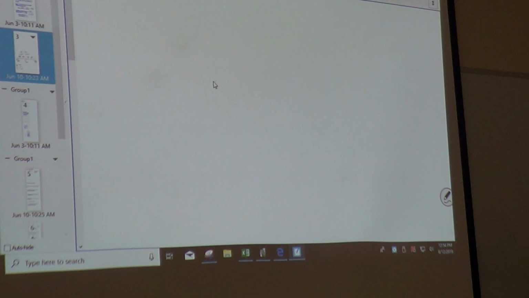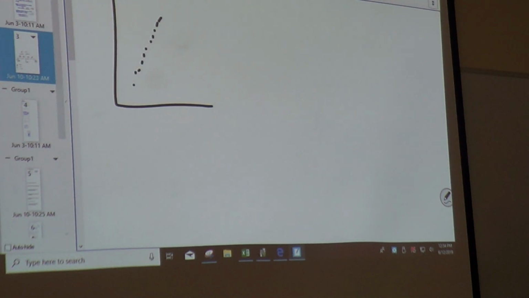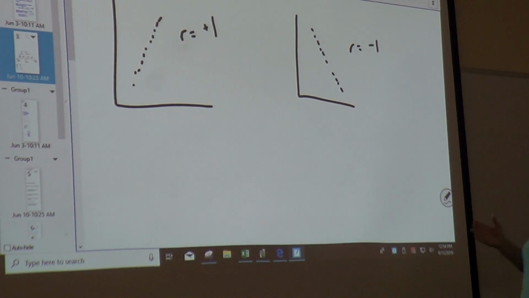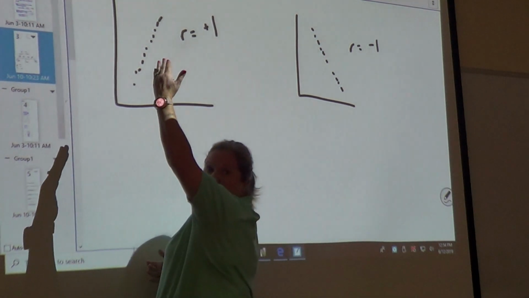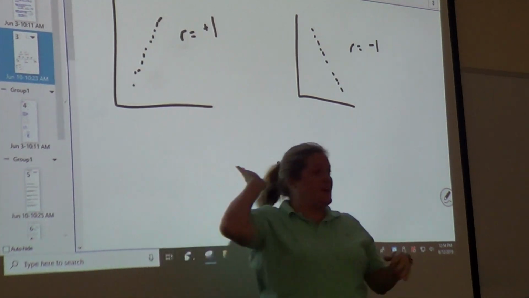If I give you a picture of a scatter diagram, if it looks pretty linear, we say that the R value is close to 1. Now, if it looks like this, it's going to be close to -1. Positive 1 means it's going uphill. -1 means it's going downhill.